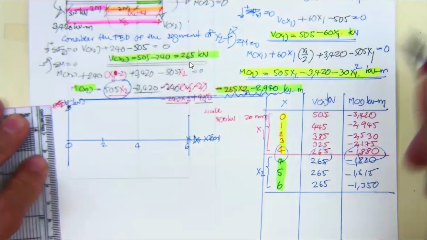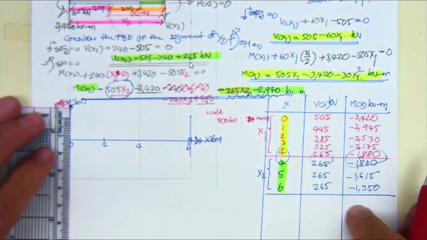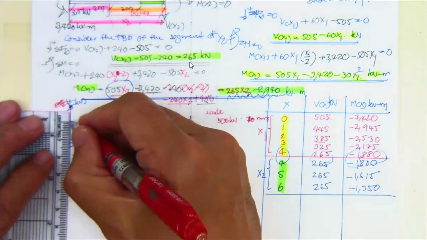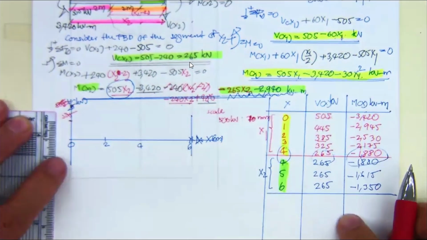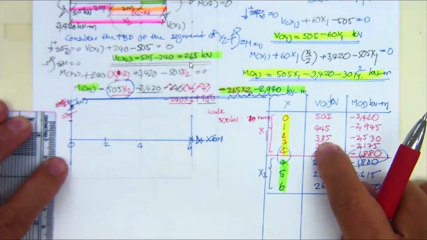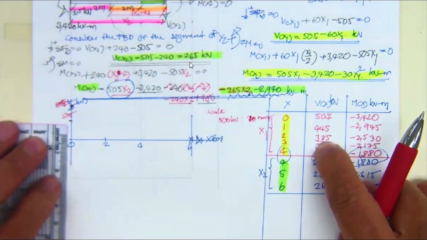Let me put scale 500 for 10 millimeter. That's going to be easier. 500 from 10, this is going to be 505. Okay, and then for this one, you should get it.